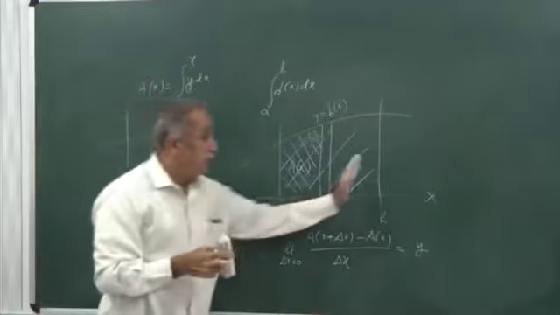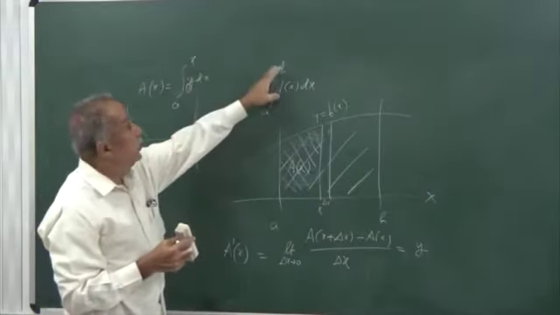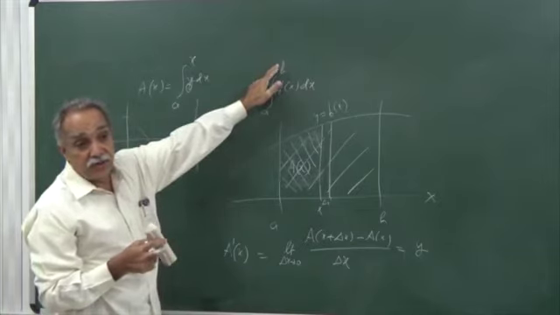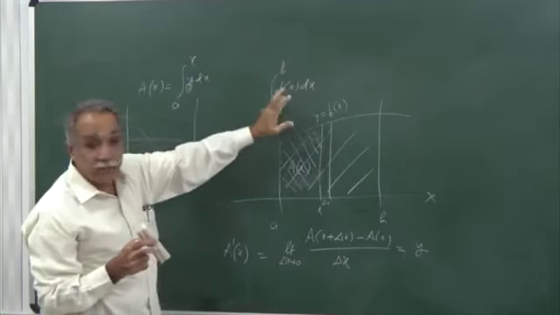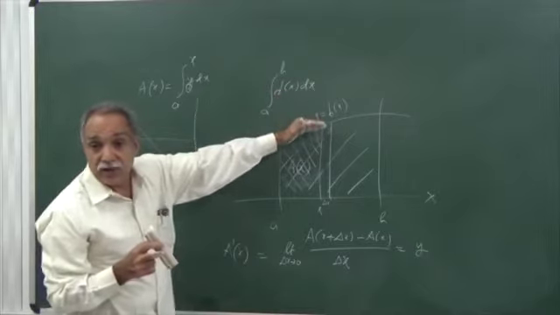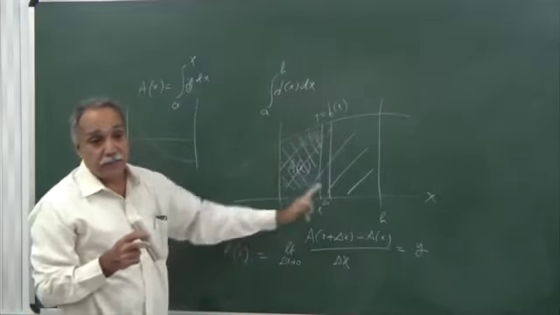If you want the area up to b, then you will have to replace x by b. Then you will get the definite integral from a to b of f of x dx. This interpretation applies as long as this curve is not crossing the x-axis between the ordinates a and b.